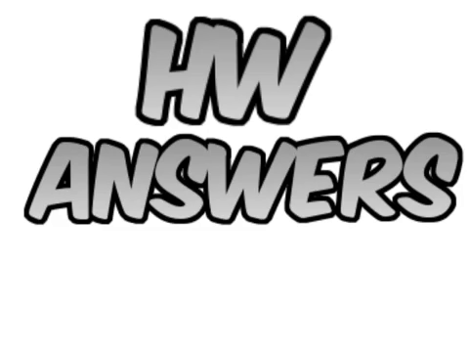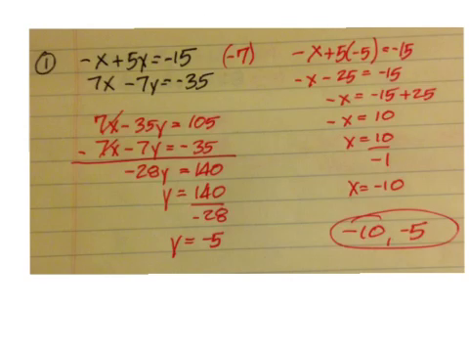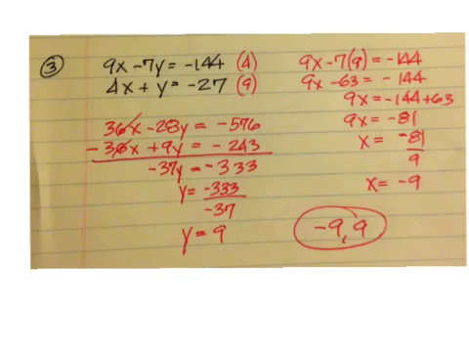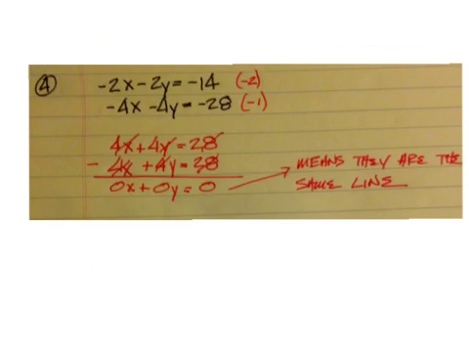The homework answers. You have 6 problems altogether, and we will give 1 point for each number of the final answer. So 2 points per problem. On number 1, it is -10, -5. 2 is -3, 8. 3 is -9, 9. 4 is technically the same line, but I'll take any answer that you have.